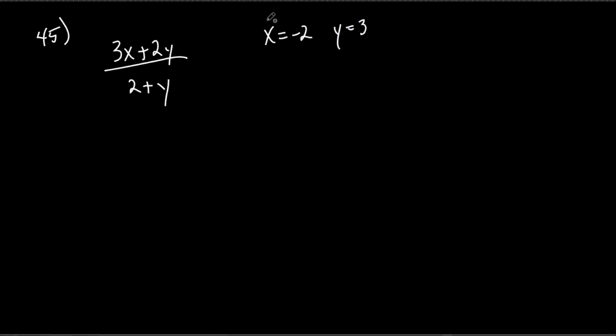All right, so what we're doing is just going to take what x is equal to and stick it in wherever you see an x. We're going to take what y is equal to, which is 3, and stick it in wherever we see a y. And then you're just going to do the math, okay? Just figure out what this is equal to.